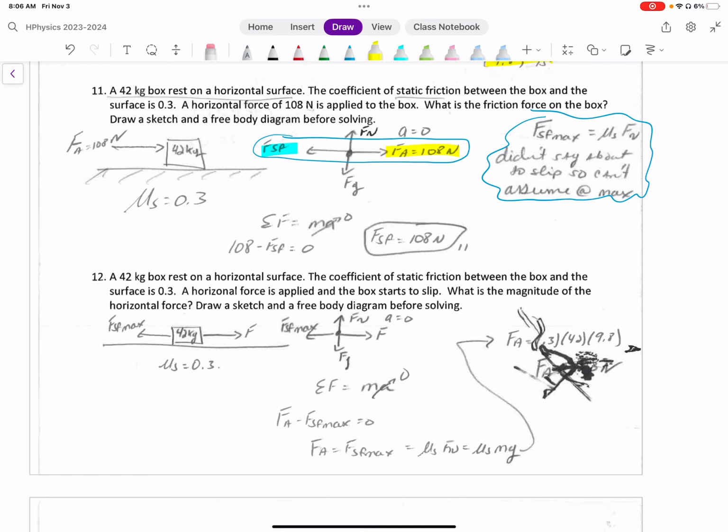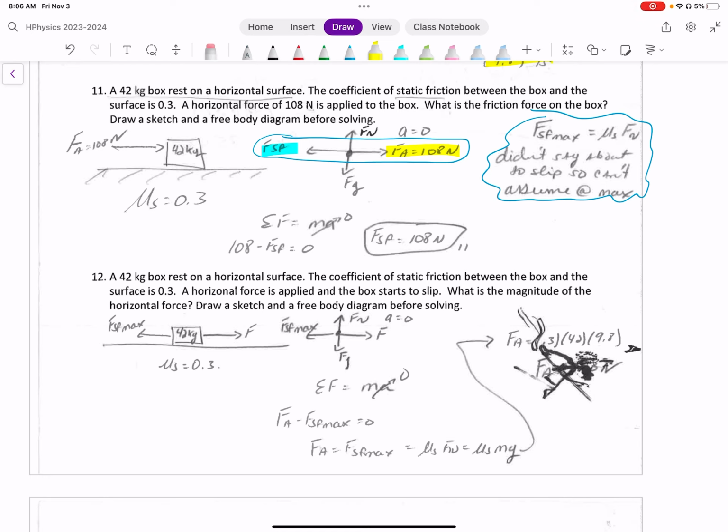Okay, so number 11, I have a 42 kilogram box. It's at rest on a horizontal surface. The coefficient of static friction between the box and the surface is 0.3. The horizontal force that somebody applied to it is 108 newtons. What is the frictional force acting on the block?